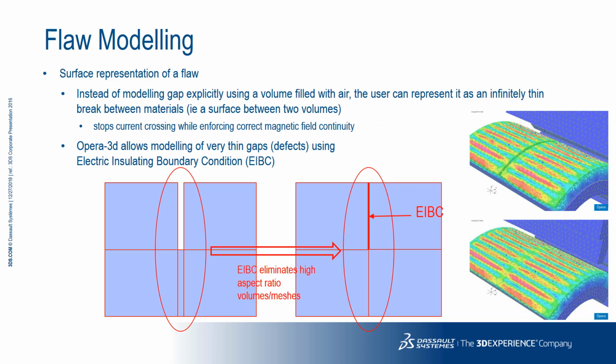If the field in a specimen is very small, employing a volume mesh representation can cause unnecessarily complex geometry models. In this case, we can deploy the electric insulating boundary condition, or EIBC, in Opera 3D. Instead of modeling the gap or flaw explicitly as a small volume, it's represented as an infinitely thin break between materials by applying a surface boundary condition between the two conducting volumes.